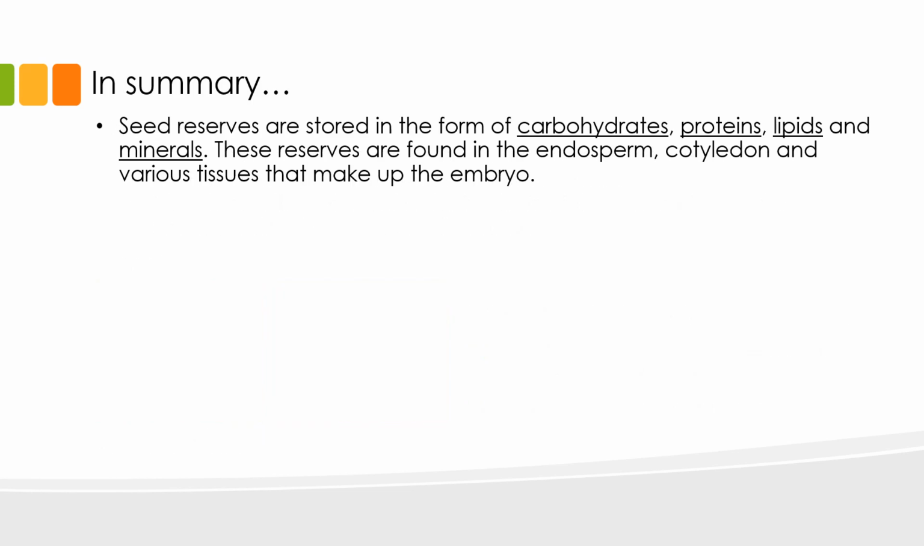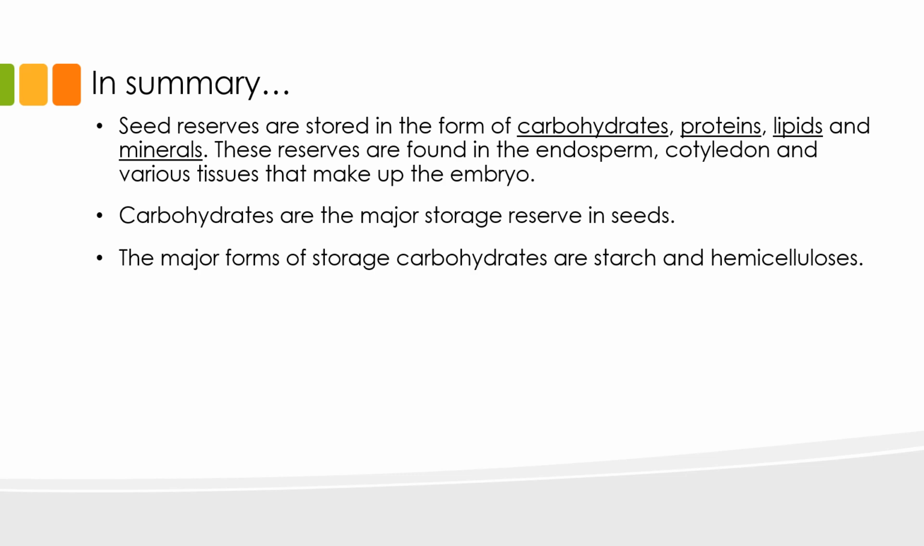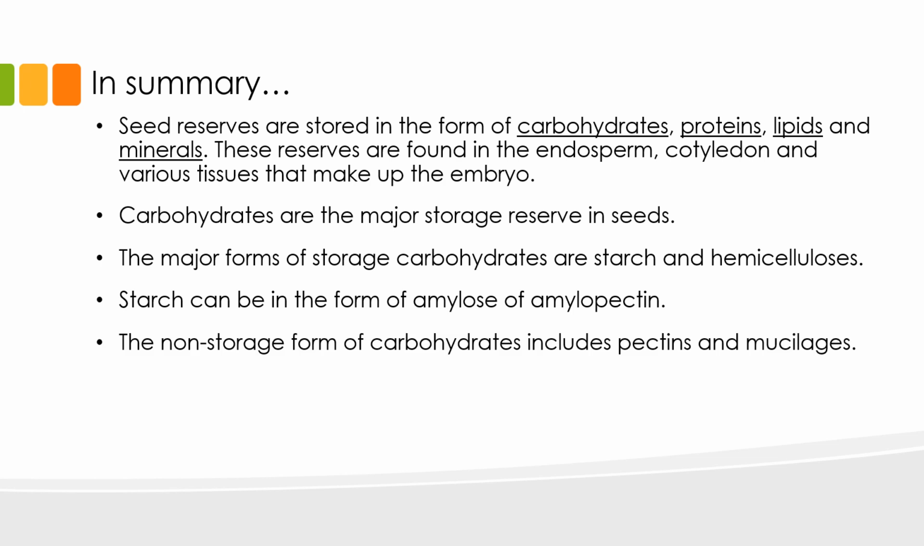In summary, seed reserves are stored in the form of carbohydrates, proteins, lipids, and minerals. These reserves are found in the endosperm, cotyledon, and various tissues that make up the embryo. Carbohydrates are the major storage reserve in the seeds. The major forms of storage carbohydrates are starch and hemicelluloses. The starch can be in the form of amylose or amylopectin. Amylose and amylopectin differ in the number of glucose units they contain and in how the glucose units are arranged. The non-storage form of carbohydrates includes pectins and mucilages.